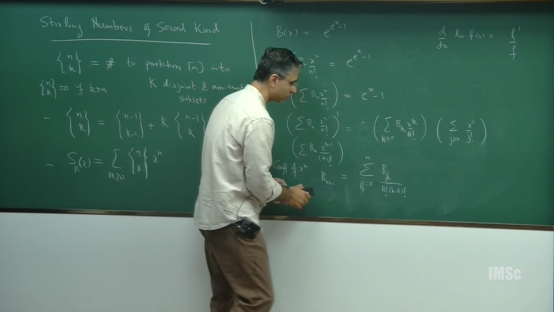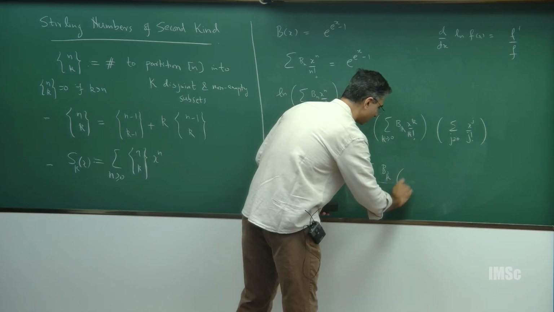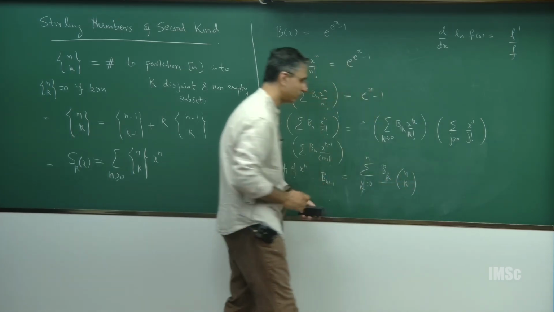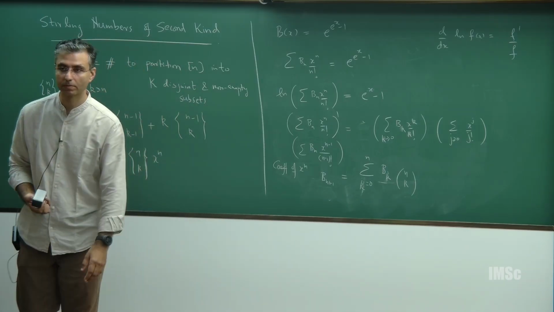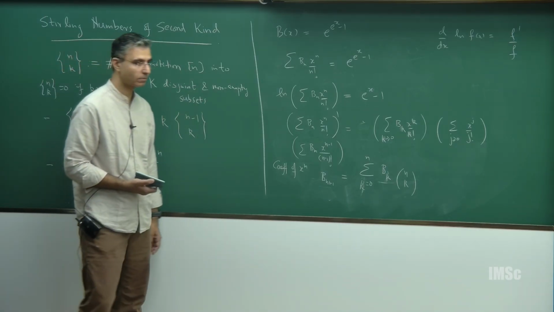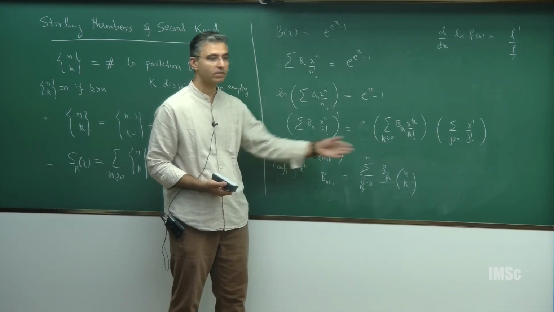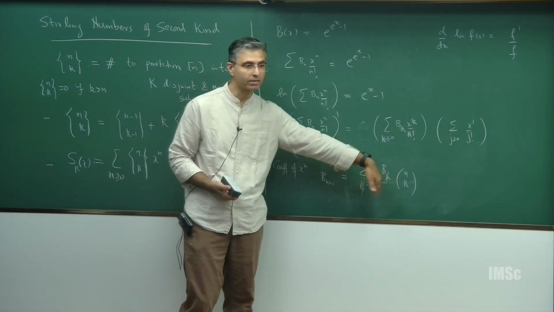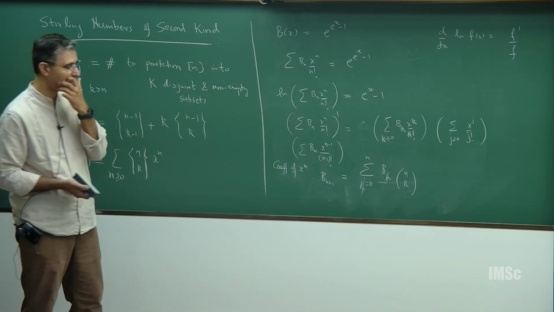So, if you move this to the right side, you have a nice recurrence for the Bell numbers. And what is this saying? The n plus 1th Bell number is not just the sum of all of them, it is this weighted sum with the binomial coefficients.